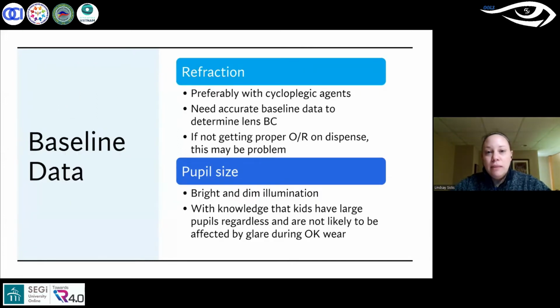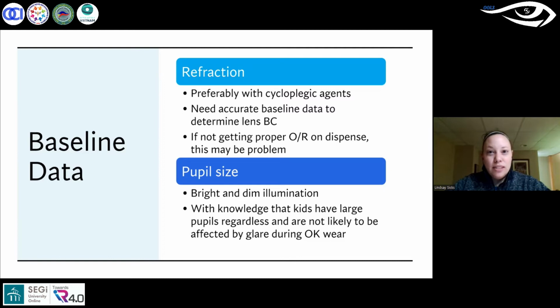For refraction, it can be very helpful, especially with myopia management when you're fitting Ortho-K, to do your refraction with cycloplegic agents, making sure that the patient is not over-minused. And then the accurate baseline data for our refraction actually determines the base curve of our lens. So if we don't have the appropriate refraction up front, the amount of flattening or the base curve of the lens is going to be incorrect. And so then we won't get the appropriate result. We'll either get under treatment or over treatment.